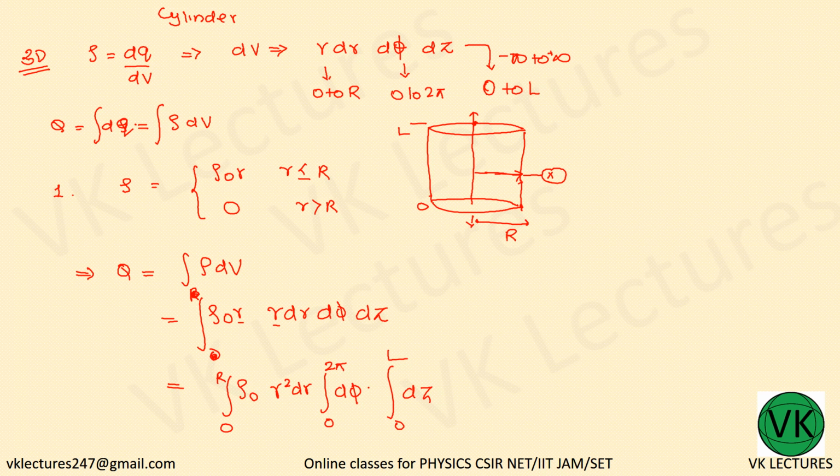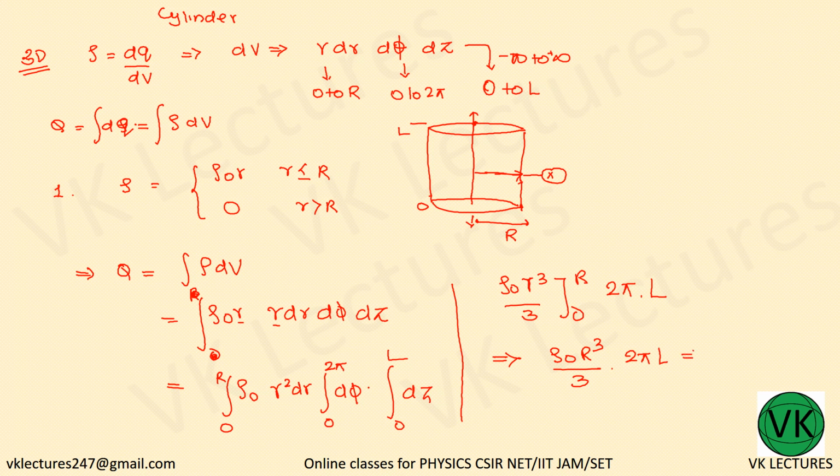So this gives us rho naught r cubed by 3, from 0 to capital R, times the integral of d phi from 0 to 2 pi, times the integral of dz, which is the length. So this gives us rho naught capital R cubed by 3 into 2 pi L. This is the total charge present in the cylinder.